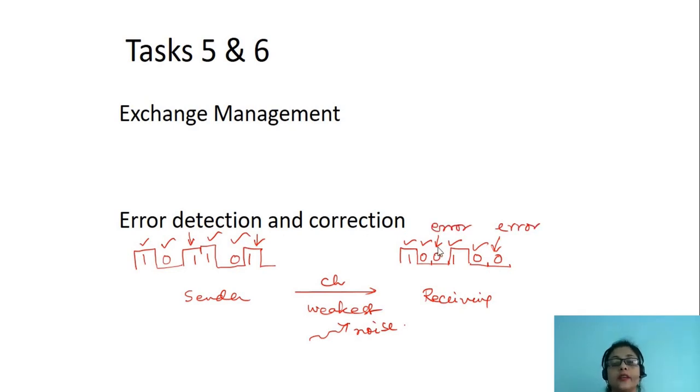Whenever data reaches the receiver, there may be some error, and there are some applications where error cannot be tolerated. Like when a file is transferred from one computer to another, error is not tolerable. So there must be a proper mechanism by which error may be detected, and if necessary, corrected at the receiving end. So this is known as error detection and correction. This is task number 6.